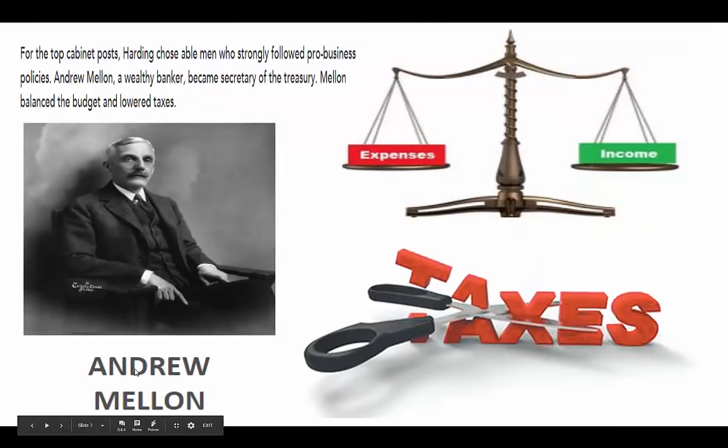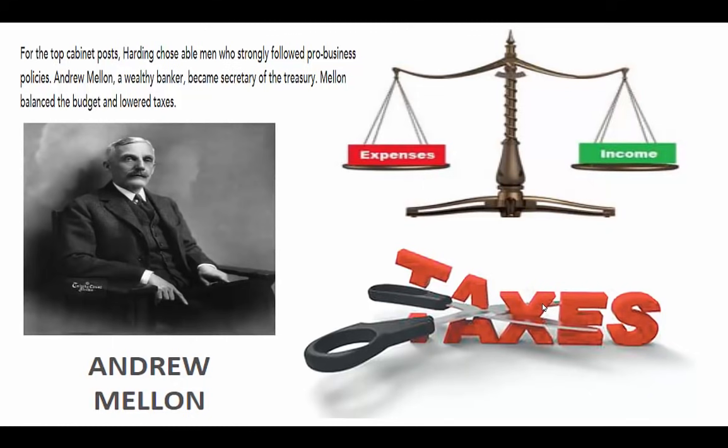For the top cabinet post, Harding chose able men who strongly followed pro-business policies. Andrew Mellon, pictured here, a wealthy banker, became Secretary of the Treasury. Mellon balanced the budget and lowered taxes. And these are two staples of being a Republican. Republicans generally like a balanced budget and definitely lower taxes.